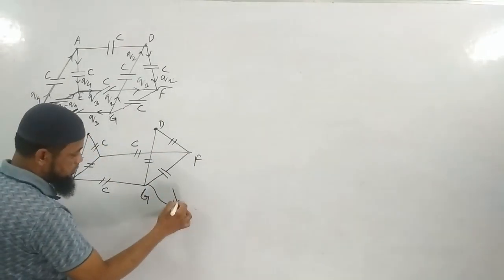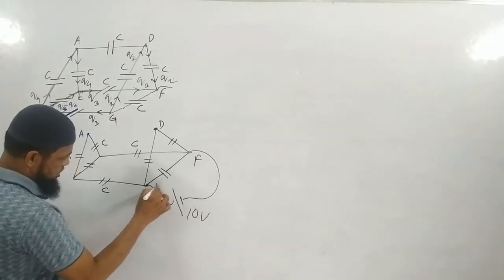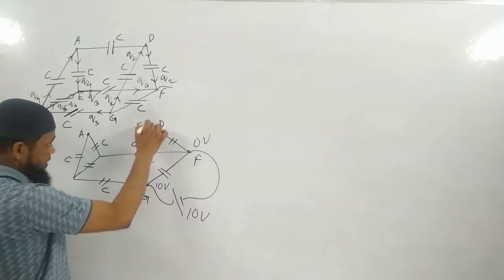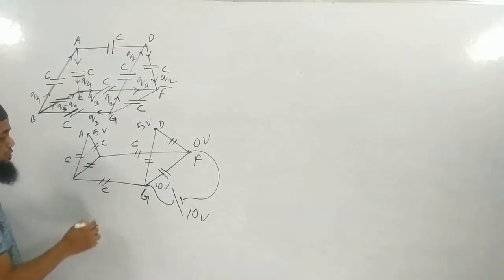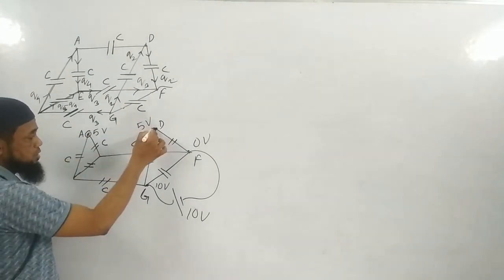If you connect a battery here of 10 volt, calling the potential here 10 volt and the potential there 0 volt, then D will have a potential of 5 volt because it is a midpoint. Similarly here, A is going to have a potential of 5 volt, being a midpoint. So between A and D, A is at a potential of 5 volt, and D is also at a potential of 5 volt.